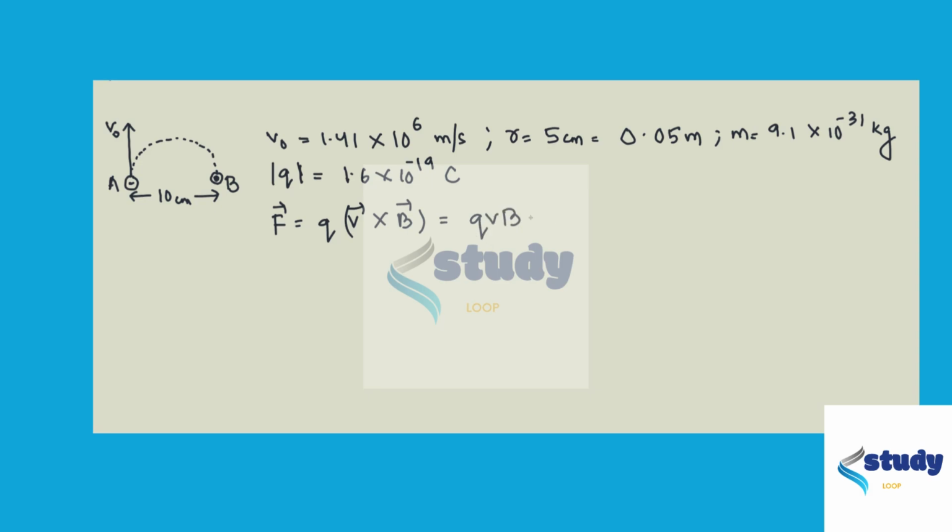So sine phi is basically 1 because phi is 90 degrees, and this gives the magnitude of force to be q times v times B, basically |q| times v times B, because we are taking the magnitude here and the charge of the electron is negative. And the direction is given by the right hand rule, so let's write the direction.